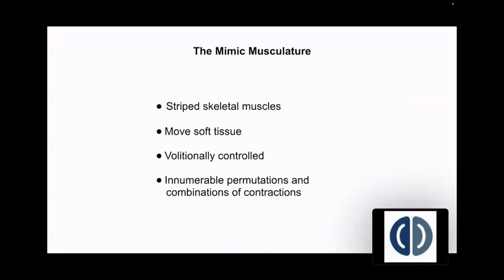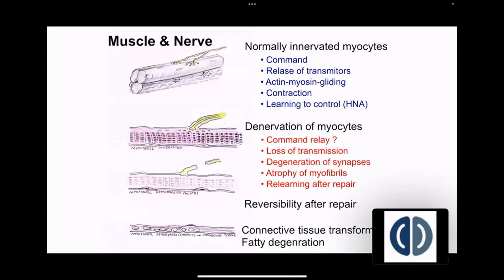So there are innumerable combinations of contractions of several muscles. And if you can see a short sketch of Rowan Atkinson, within 30 seconds, he would show you a completely varied possibility of combining the mimic musculature. So we come to talk about the muscle and the nerve.